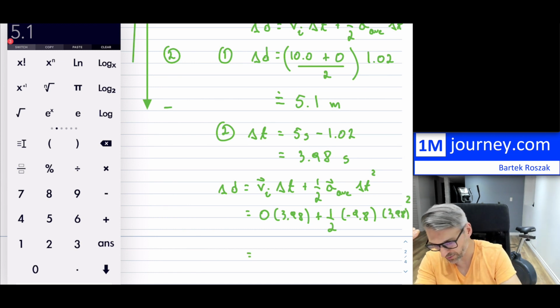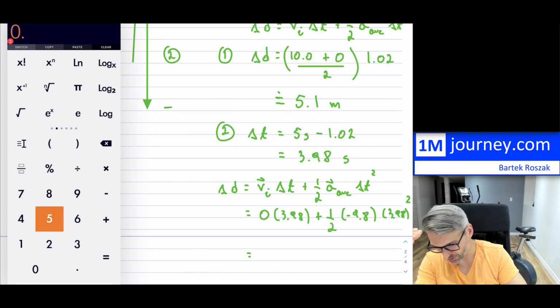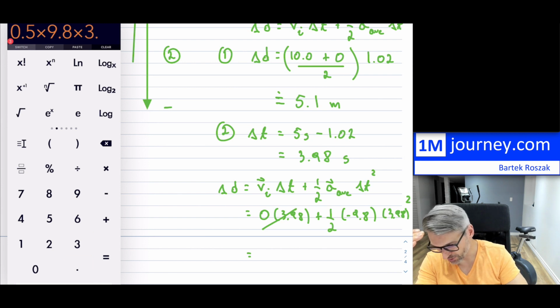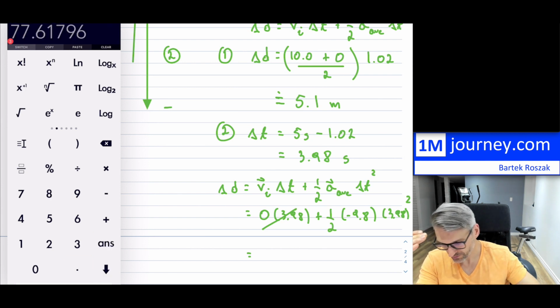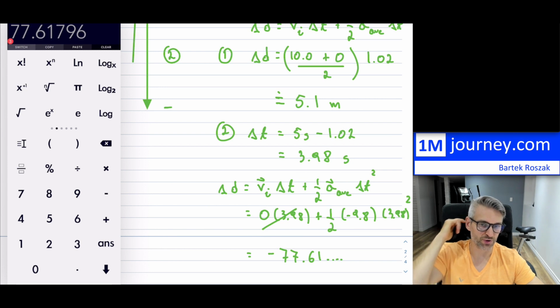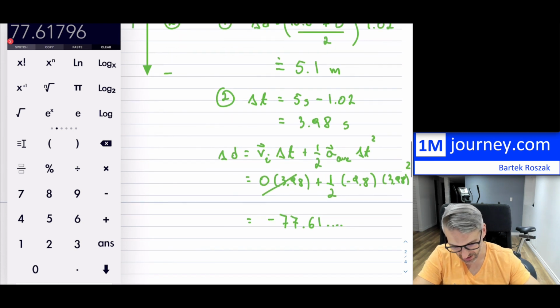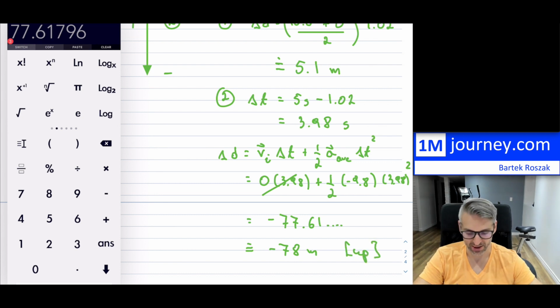So what will this give me? Well, 1/2 is 0.5. This term is gone because it's 0. Multiplied by, so this is going to be 9.8, but it's negative. And then times 3.98, and it is squared. So this would have been negative 77.61, etc. Didn't tell us what to round to, so we can keep it to, let's say, 2 significant figures or something, which is approximately 78, so negative 78 meters. But this was with respect to up, right? Because that's what I took as the reference.